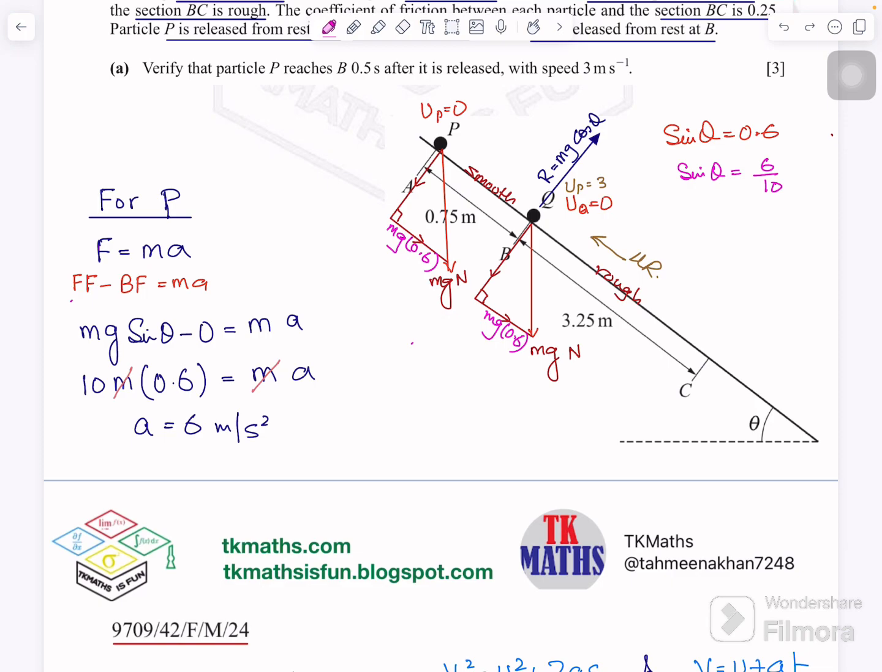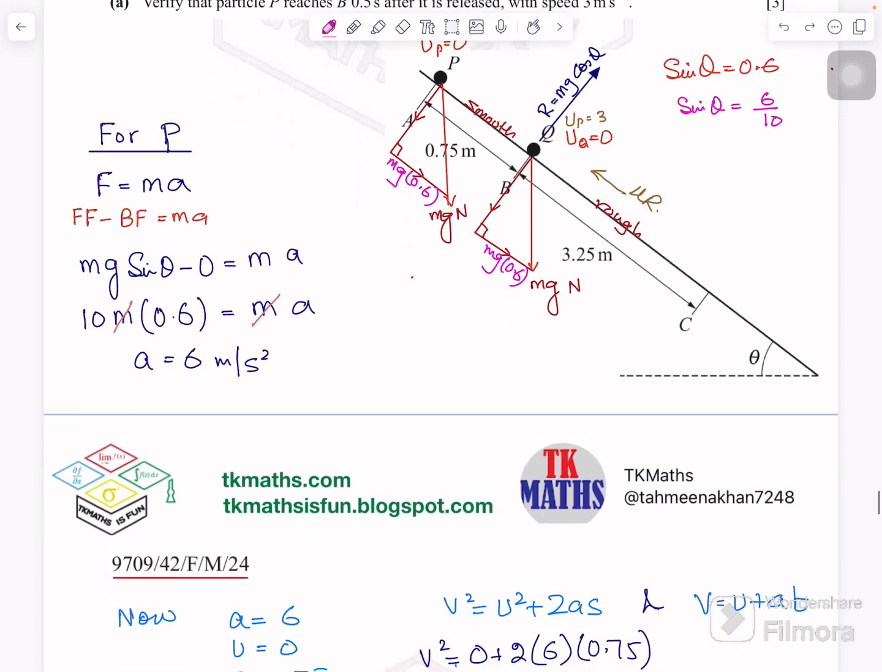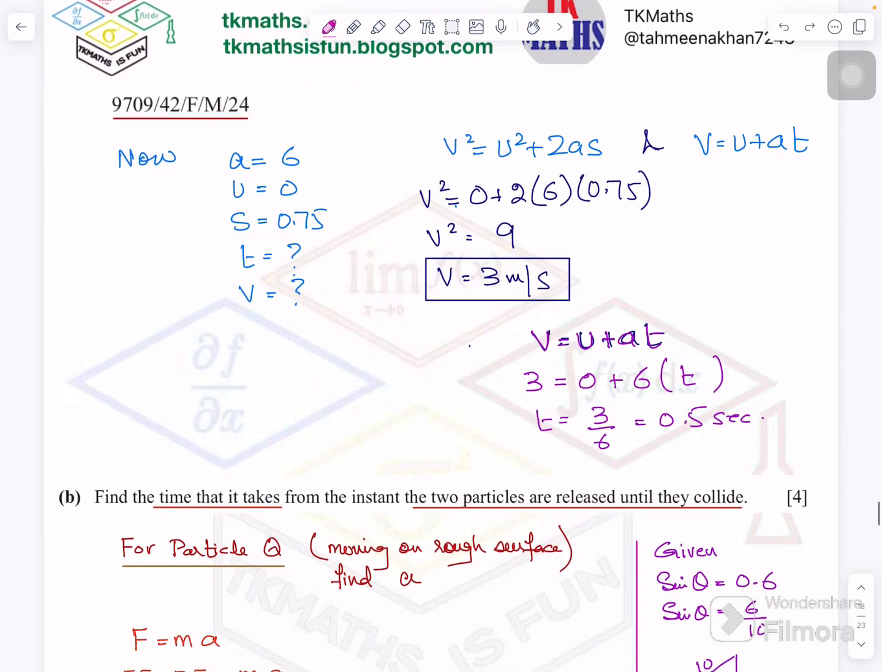And this FF and BF is basically forward force and backward force, which I have just explained to you. Anything you don't understand at any point, please write down in the comment. I would love to explain it to you.